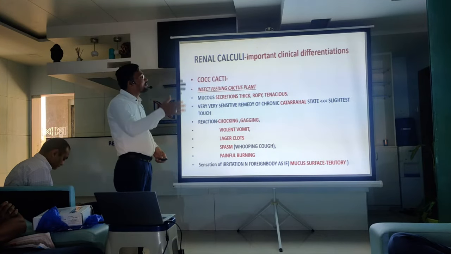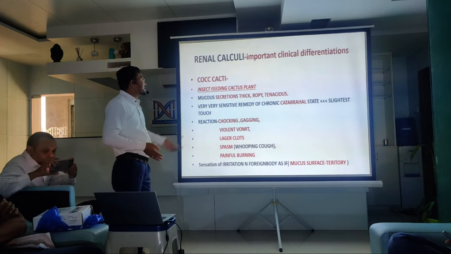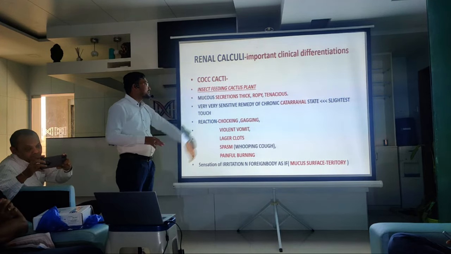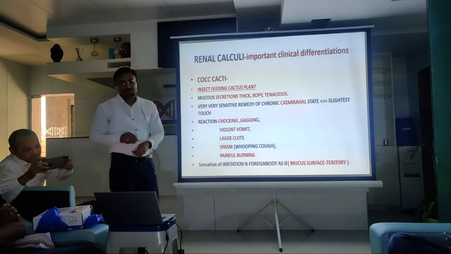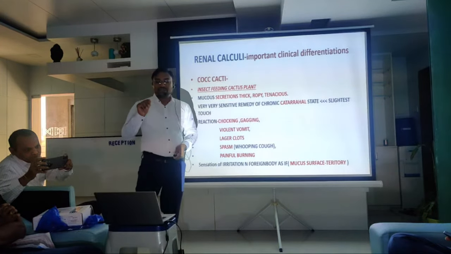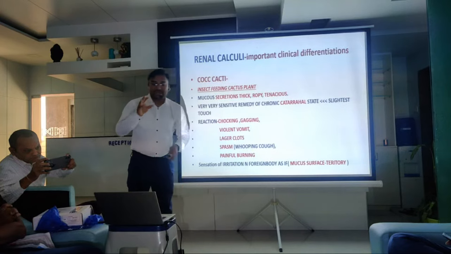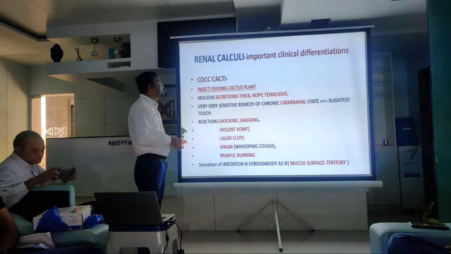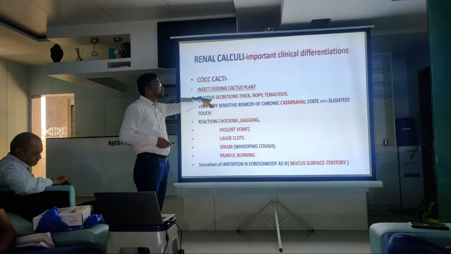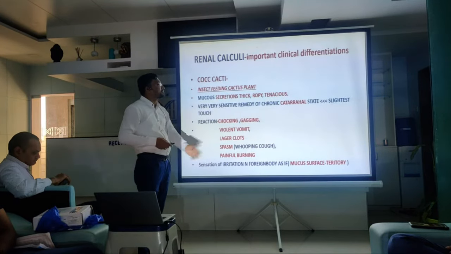Coccus cacti, almost a neglected remedy, right? We cannot think of it in renal pathologies. It's an insect feeding on a cactus plant. Mucus secretion, thick, ropey, tenacious. This is a characteristic discharge, but once you get it, you just take it. A very, very sensitive remedy of chronic catarrhal state. This is from chronic inflammation. This is psora, but this goes into syphilis, right?